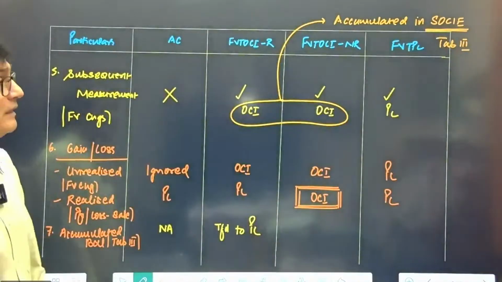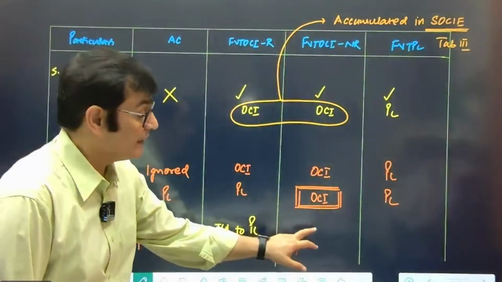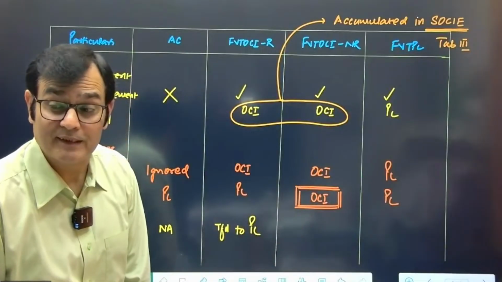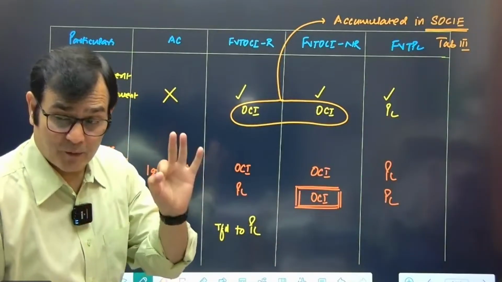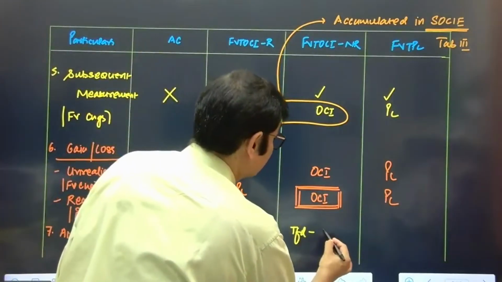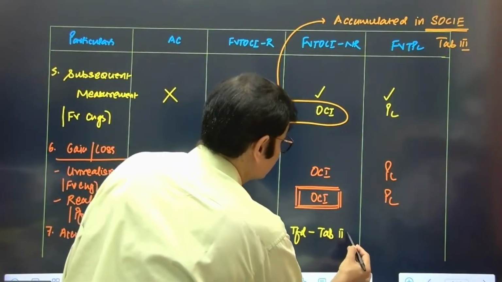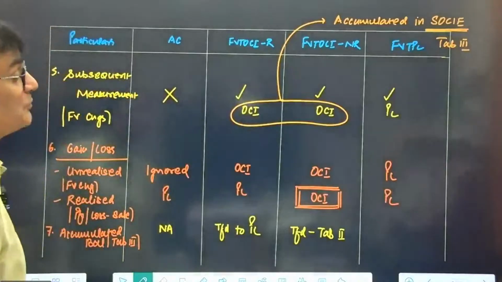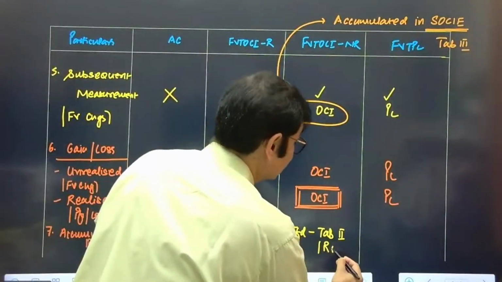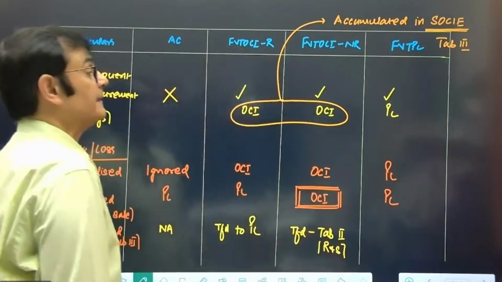Will there be accumulated balance in terms of OCI NR? Yes, sir. Definitely. And where will it be taken? It will transfer to tab number 2 directly. Wonderful indeed. So this is going to be transferred to tab number 2. So we're going to put this in tab number 2 in terms of reserve and surplus directly, because this is a case of no recycling.